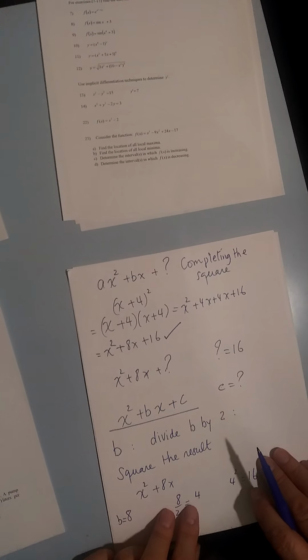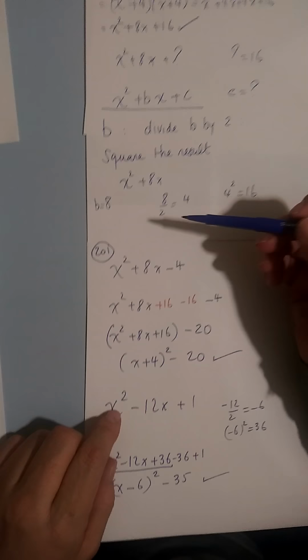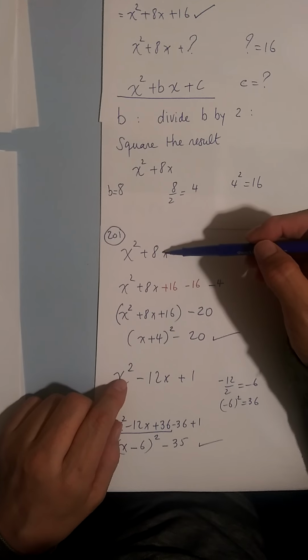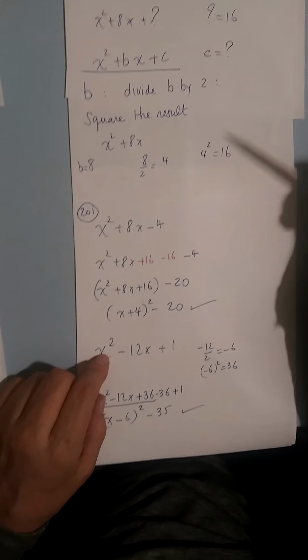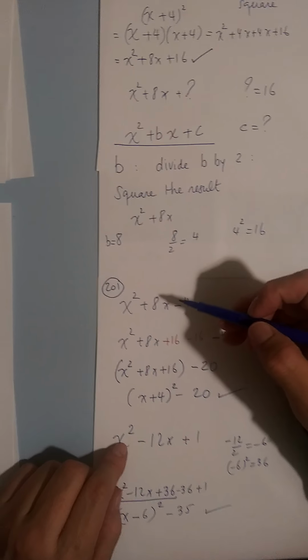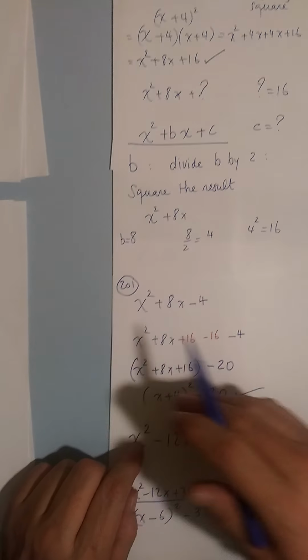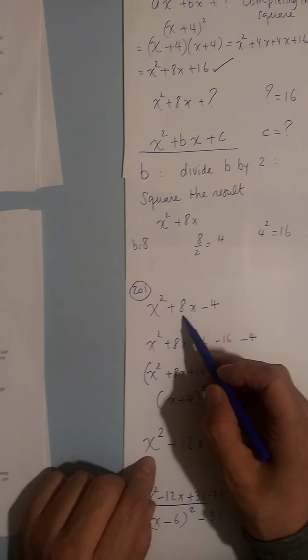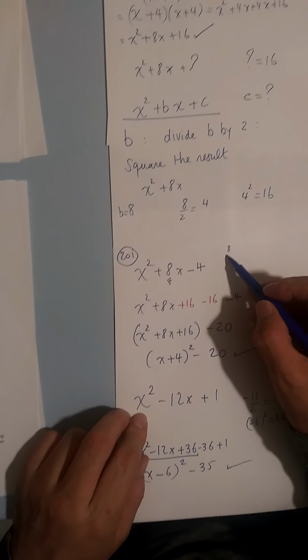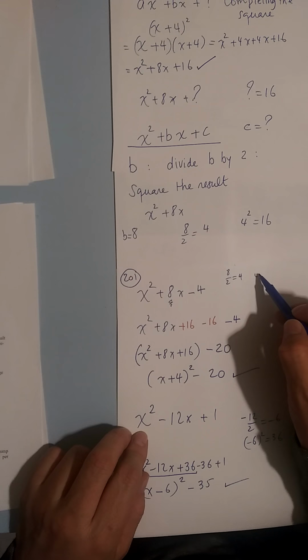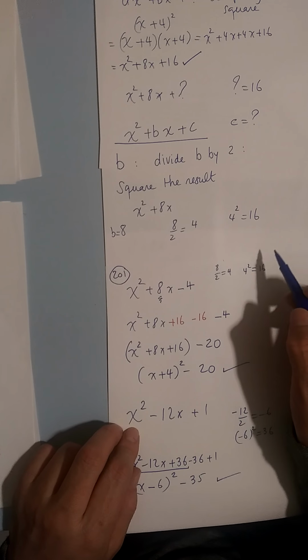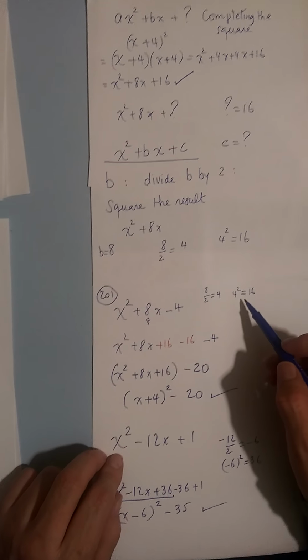We're going to do another example. Okay, so suppose you have x squared plus 8x minus 4. That's not a perfect square trinomial. Okay, we need to complete the square here. So what we do is, here b is 8. 8 divided by 2 is 4. And then 4 squared is 16. So what we need to do is add 16.